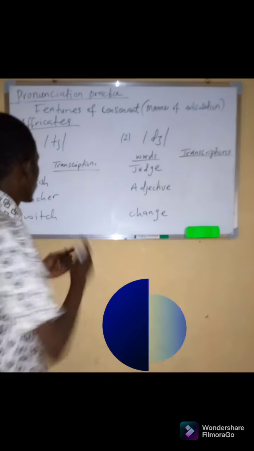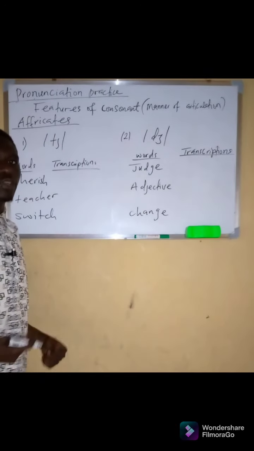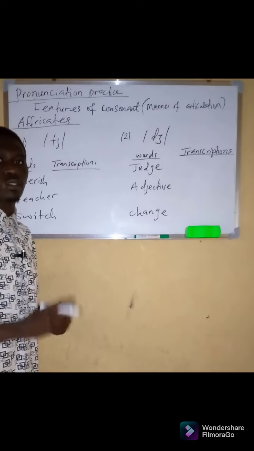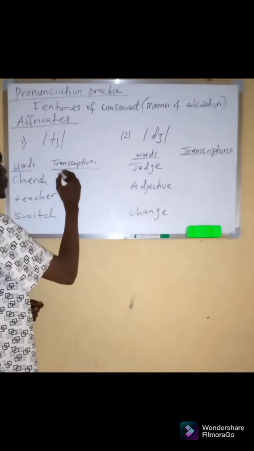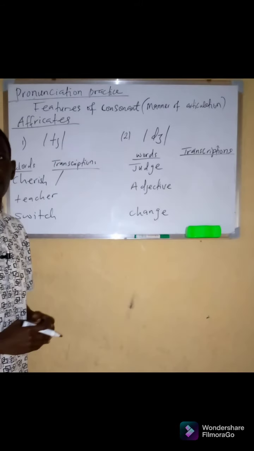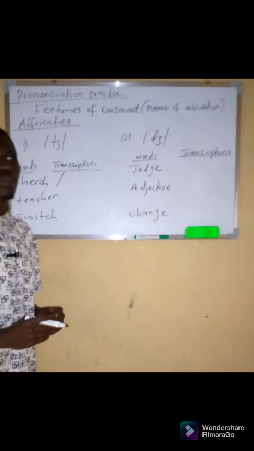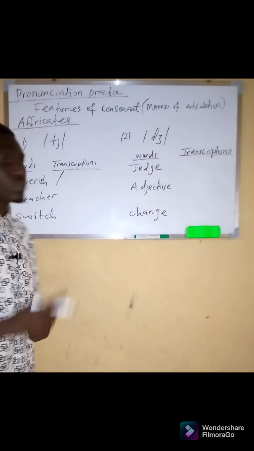This is the word cherish. How to transcribe cherish? Remember, the first thing to do while transcribing a word is to open the slash, the slanted line. This is what differentiates transcription from spelling of words.